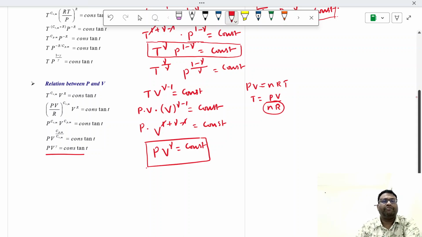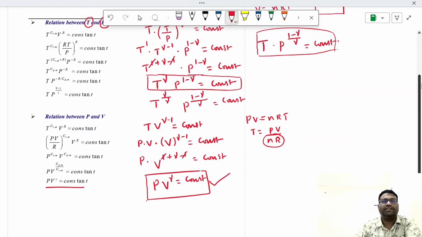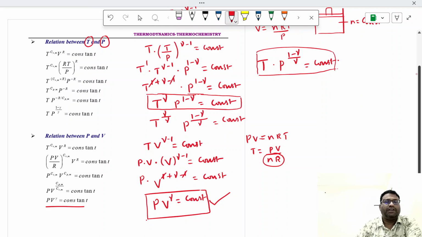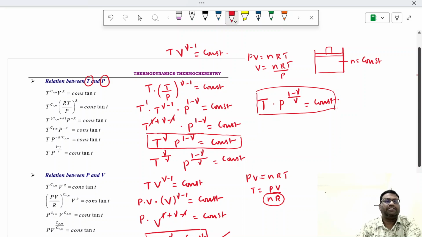Before, while we were deriving the relation between the slopes, when comparing the slopes of isothermal process and adiabatic process, we came across PV gamma is equal to constant. So PV gamma is equal to constant, T gamma into P power 1 minus gamma is equal to constant, and T into V power gamma minus 1 is equal to constant. Right? Hope you understood very well.